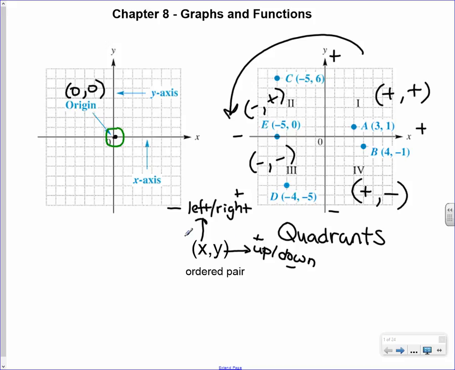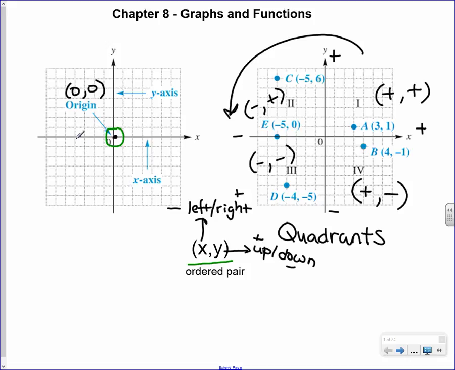Now, how do we write out these points that we're going to be talking about? This is our ordered pair. We write the x value first and then the y value. They're in parentheses, and that tells us it's an ordered pair. You have the x value, then a comma, then the y value. We use that x and y value to tell us where the point is. The x value tells us if we go left or right. The y value tells us if we go up or down.